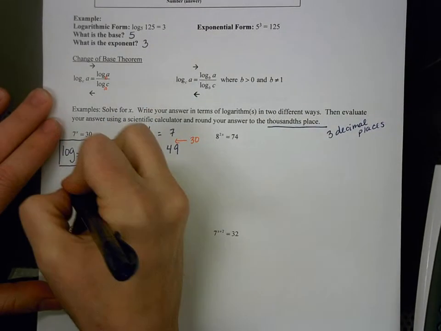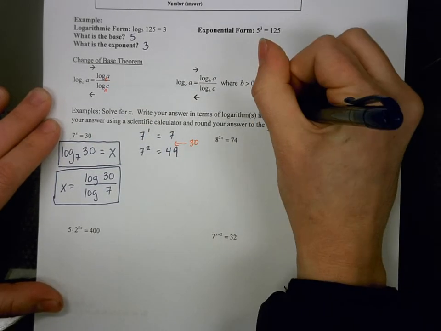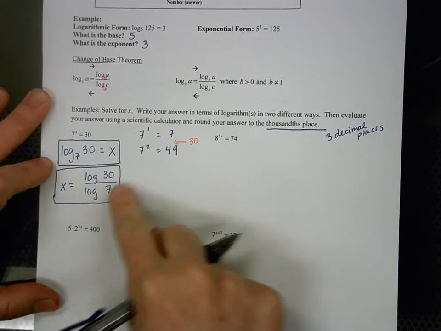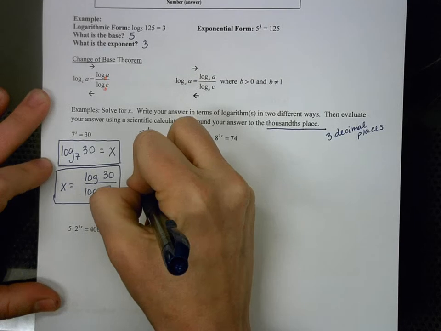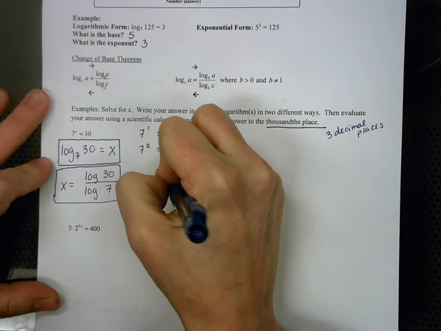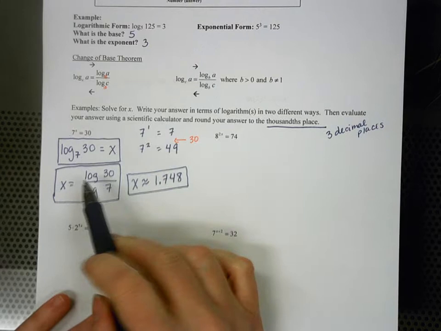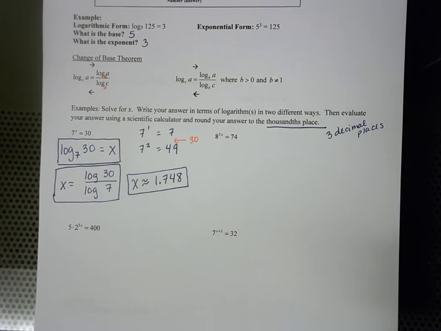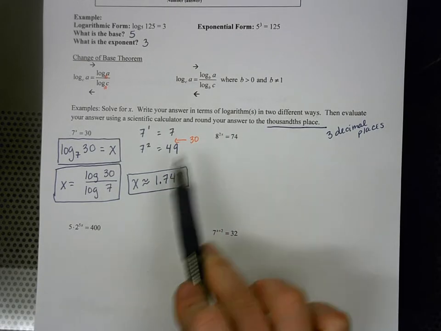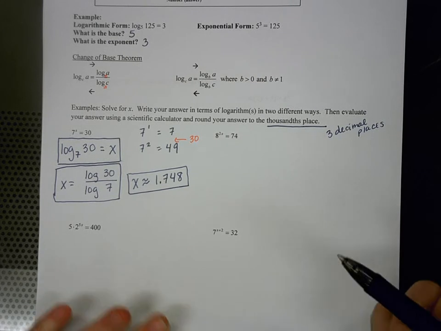So that would be, first of all, we have our 2 different ways to write our answer, 1, 2. And then our approximation using the calculator is 1.748. And all we did was type in log of 30 and divide it by log of 7 to get that number. So you have 3 answers here. Answer in terms of logs, 2 different ways, and then an answer rounded to the thousandths place. Let's try the next one.